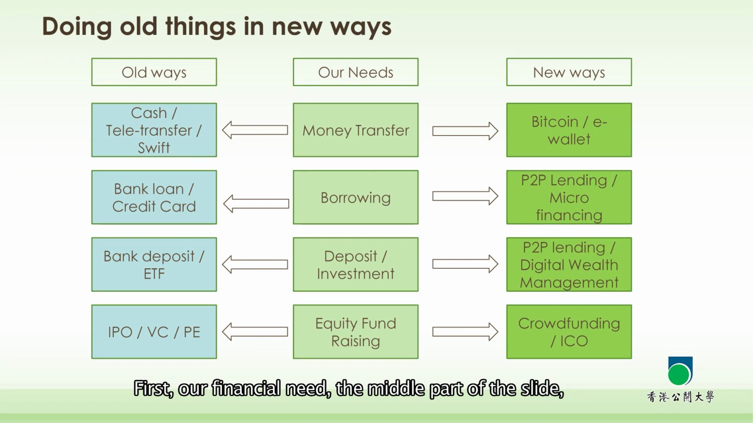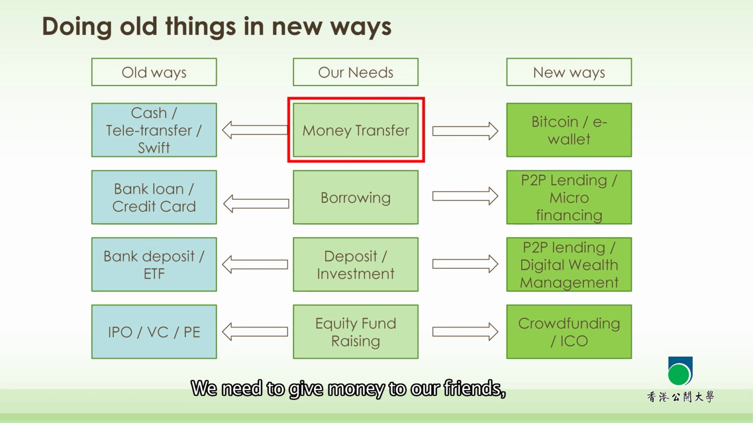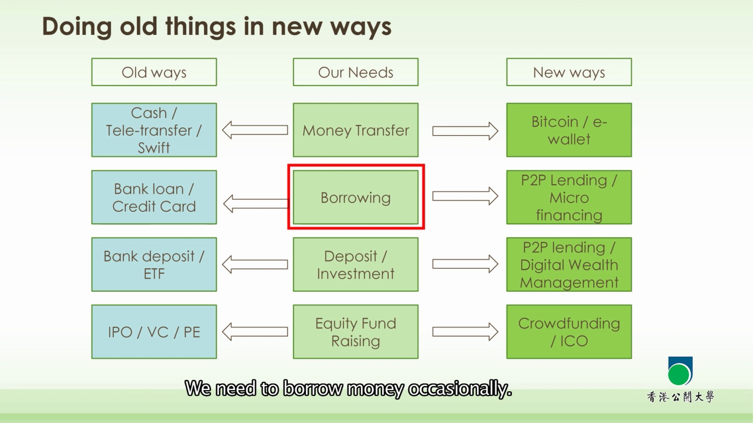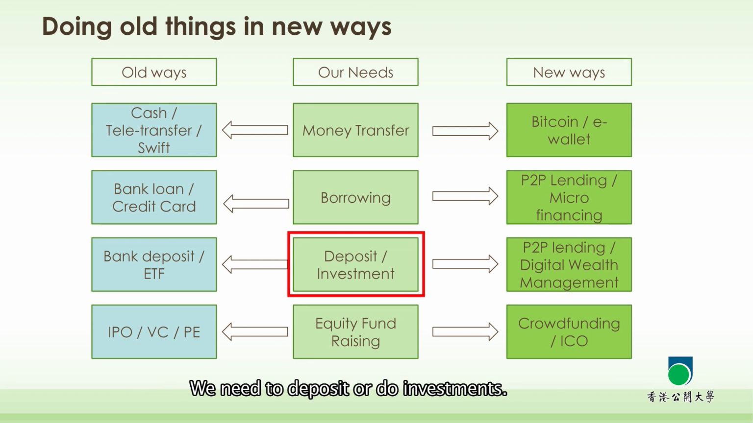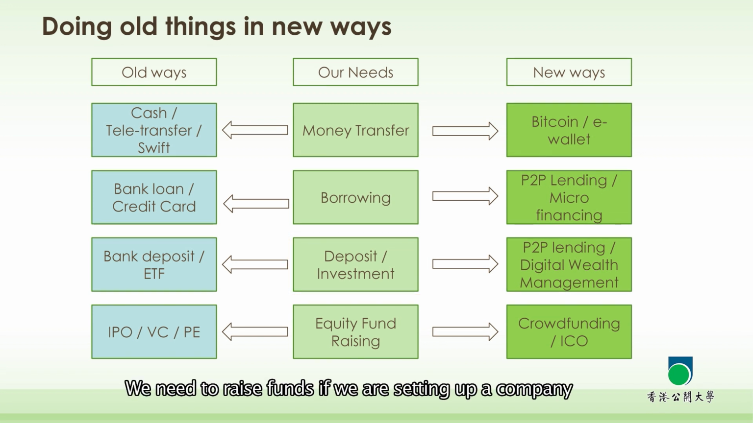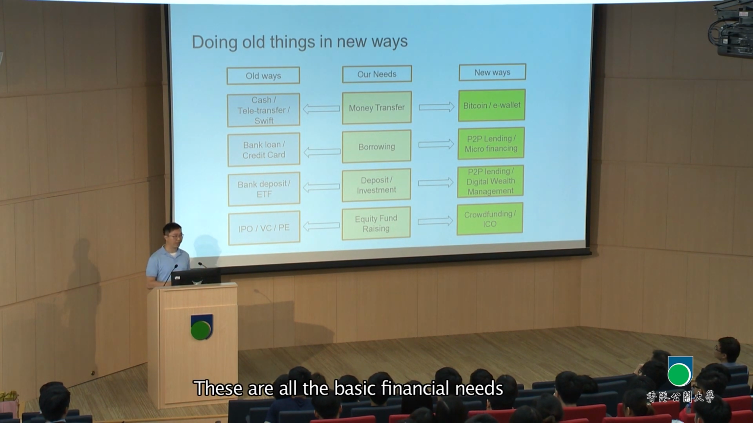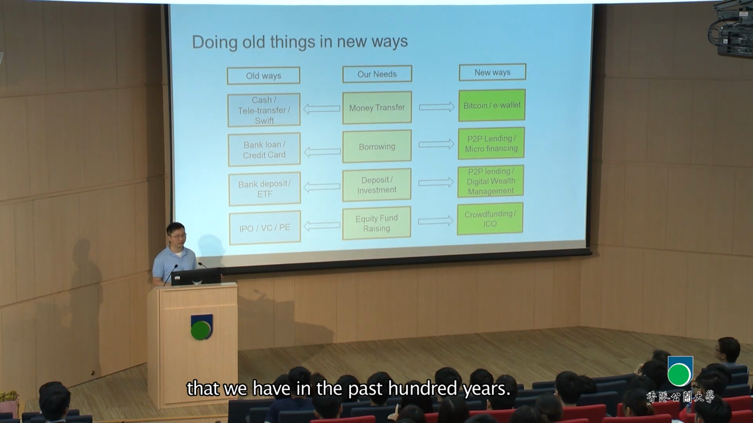First, our financial need, the middle part of the slide, that's never changed in the past 100 years. We need to give money to our friends, give money when we buy something. Money transfer is the basic need, our financial need. We need to borrow money occasionally. We need to deposit or do investment. We need to raise funds if we are setting up a company, like we want to go public. These are all the basic financial needs that we have had in the past 100 years.